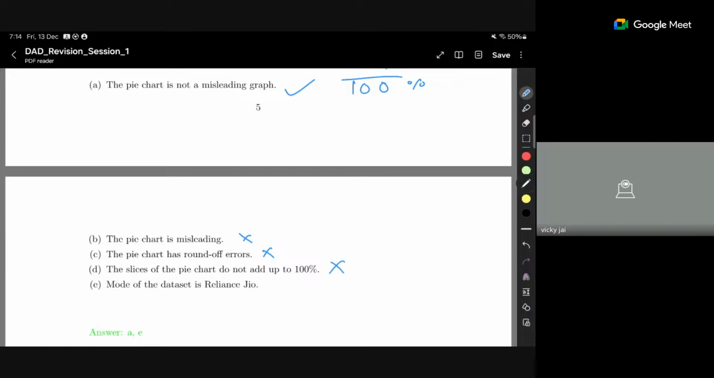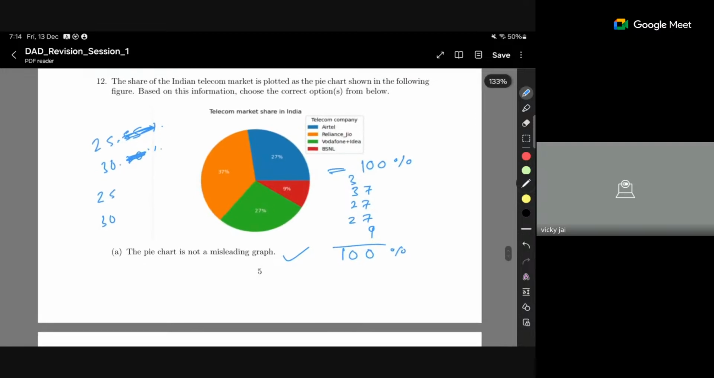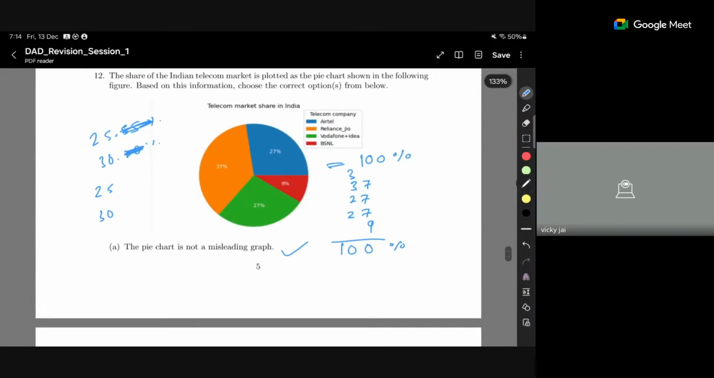We did it. The mod of the data set is Reliance. So the mod, we can find it. It is nominal data. Four kinds of companies are there, and the one which has the highest share will be the mod, right? So the highest will be the mod. You can see the highest, others, and numbers are also there. So this is the mod. Okay.